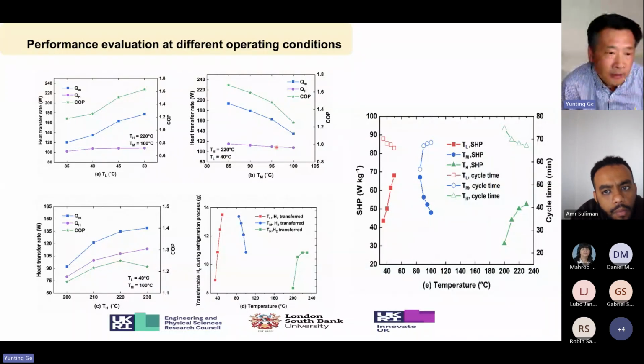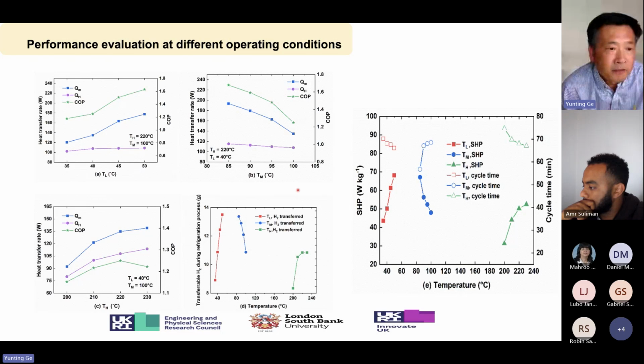We do what we call an effect analysis. We change the high temperature heat source temperature between 200 and 230. We change the low grade heat source temperature from 35 to 50, and we change the medium temperature from 85 to 130. Once we change one parameter, we keep the other parameters constant so that we can identify the effect of one parameter on the system performance.